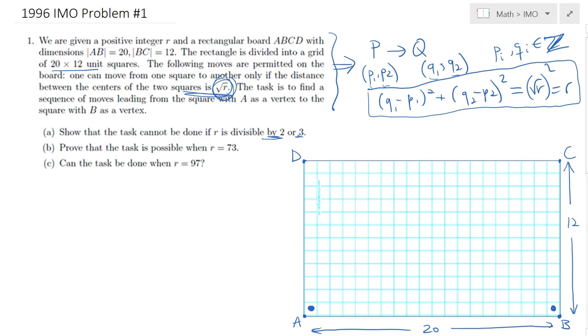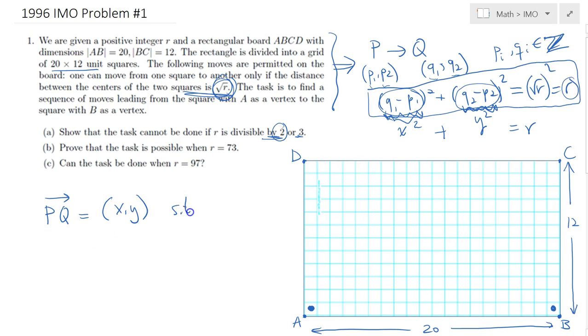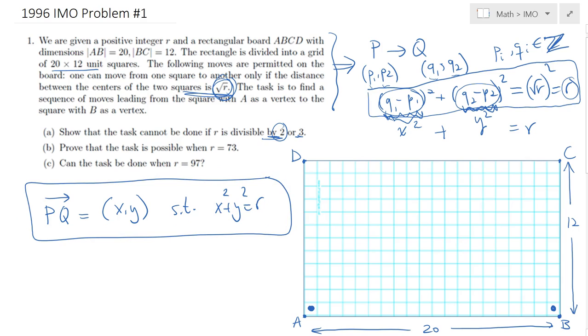In fact, we can further call this x and this one y. So therefore, in a sense, we have x squared plus y squared is equal to r, where we can consider x and y as the coordinates of the displacement vector. If you think of this vector moving from P to Q, that would simply have coordinates x, y, and x and y must be such that x squared plus y squared is equal to r. So this is the condition for a legal move, where x and y here, obviously, are integers.